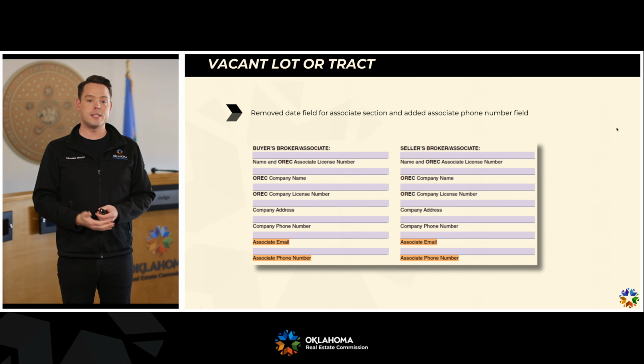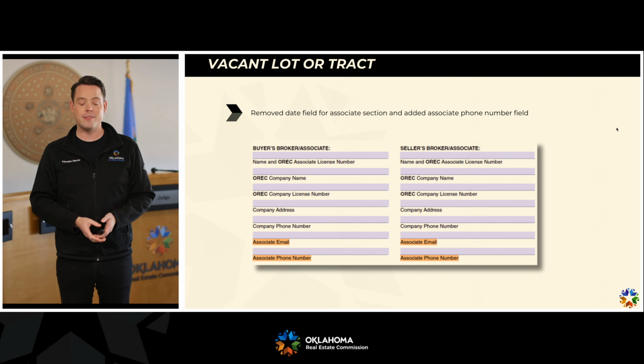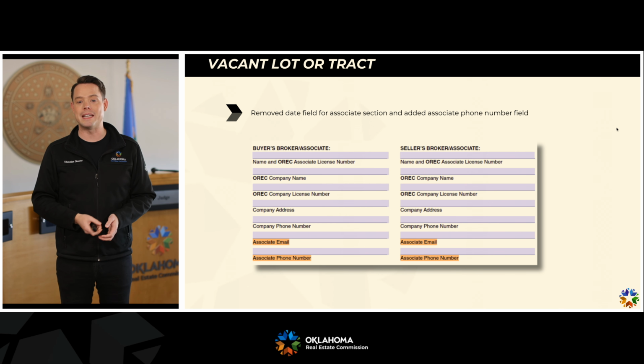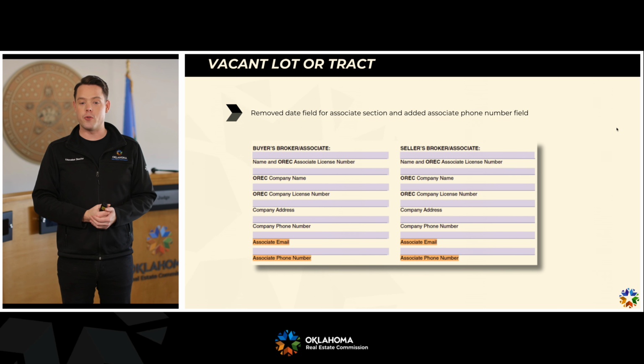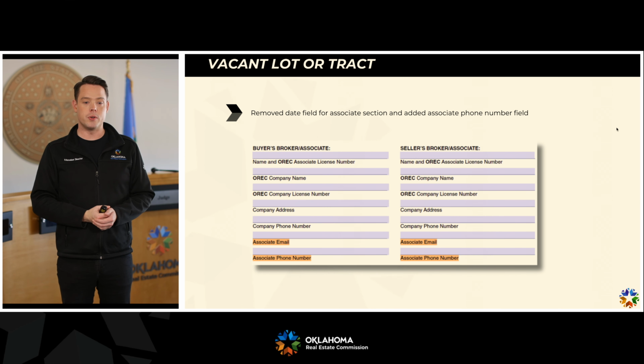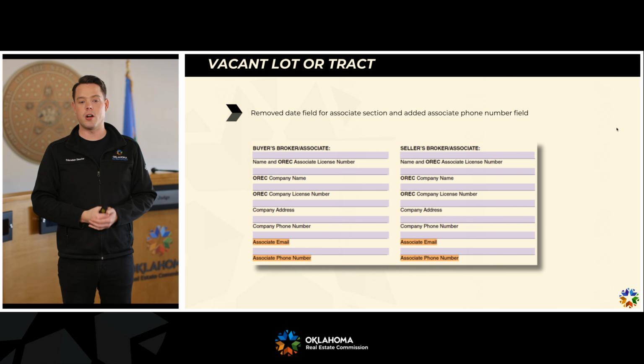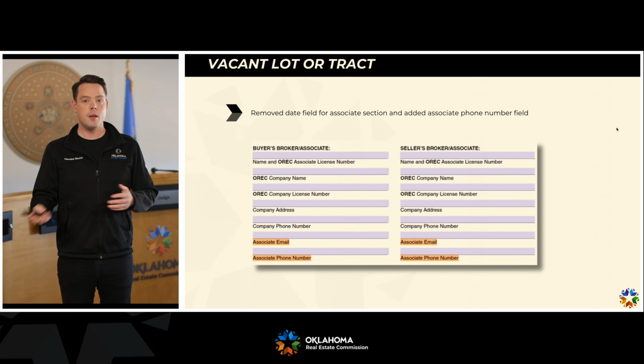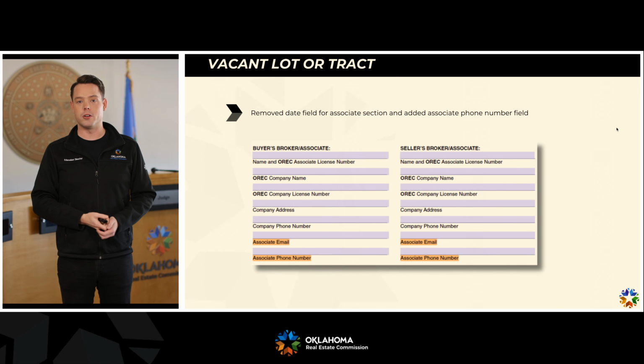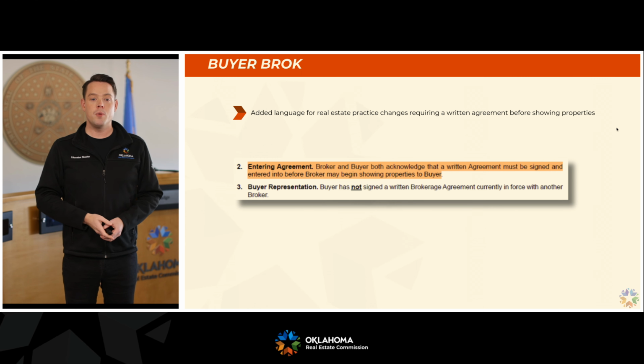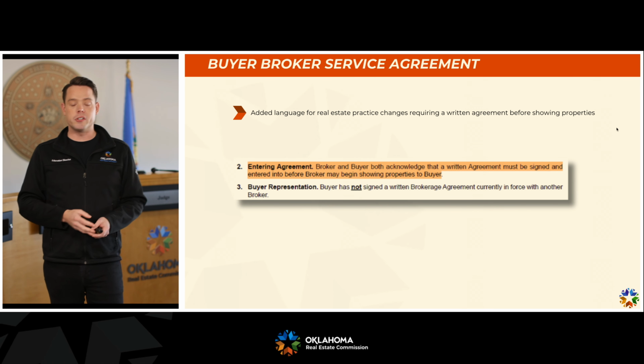And then on the signature page, we removed the date field for the associate section and added the associate phone number field. So now you'll be able to see the contact information very easily, much like on all of our other contracts and forms. Moving on to the buyer broker service agreement.